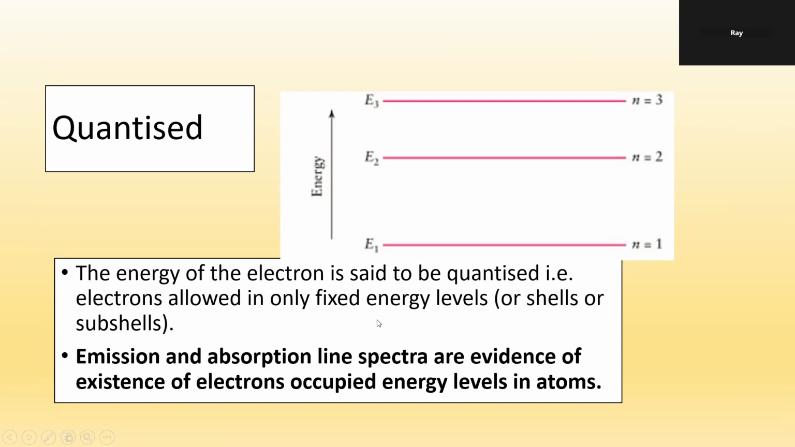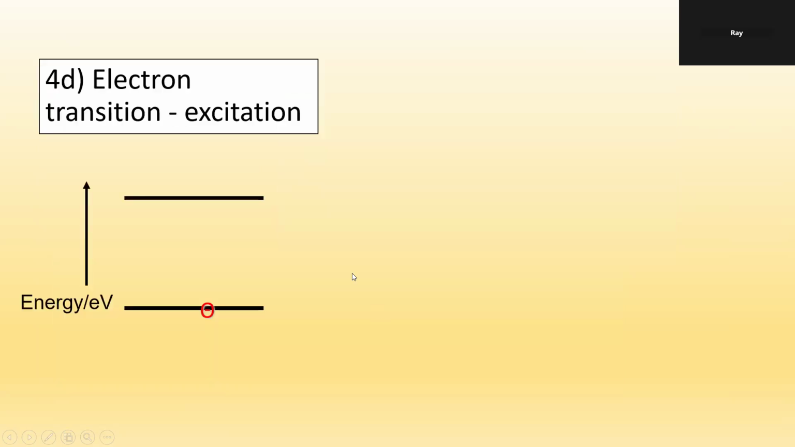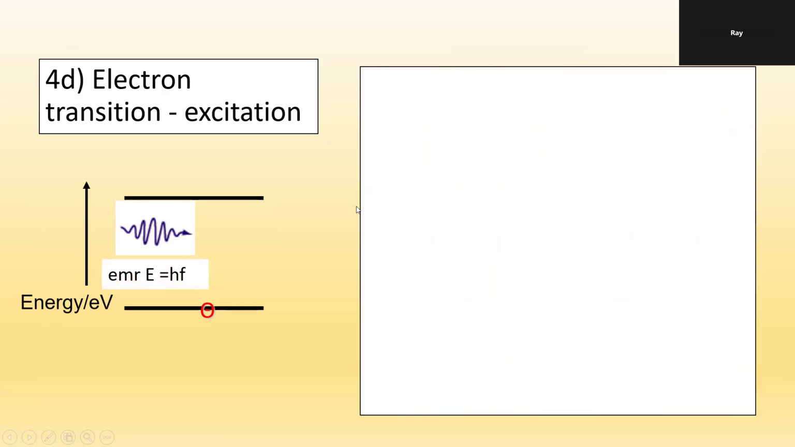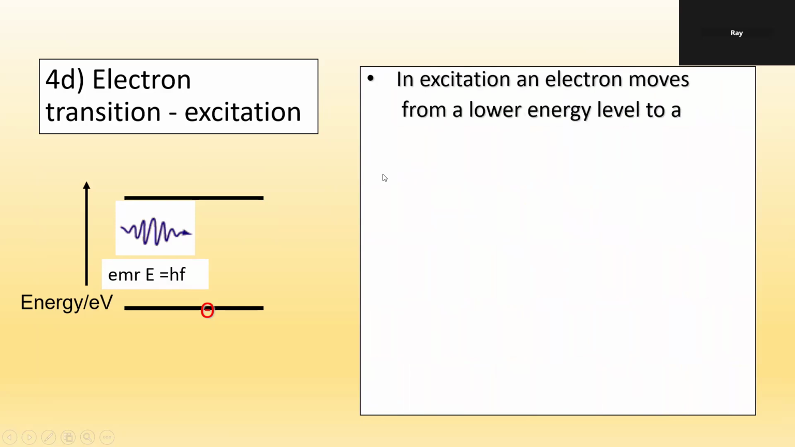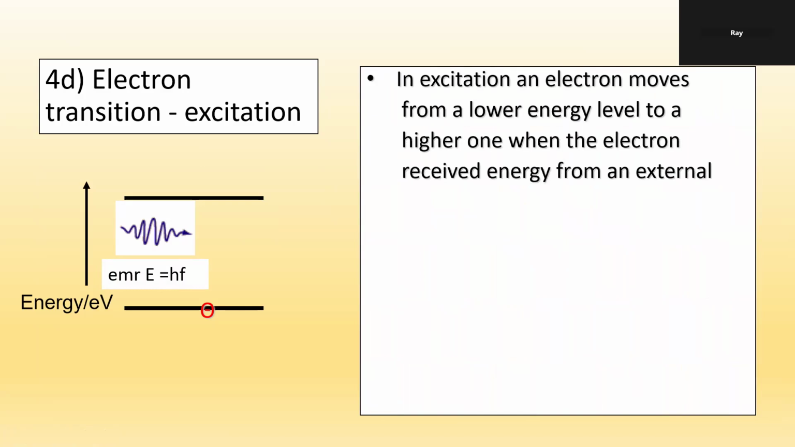Okay, electron transition. This one is excitation. That means it has to gain energy to move from a lower energy level to a higher energy level, and that energy is from the electromagnetic radiation. In excitation, an electron moves from a lower energy level to a higher energy level when the electron receives energy from an external source. This is from the external source, electromagnetic radiation.